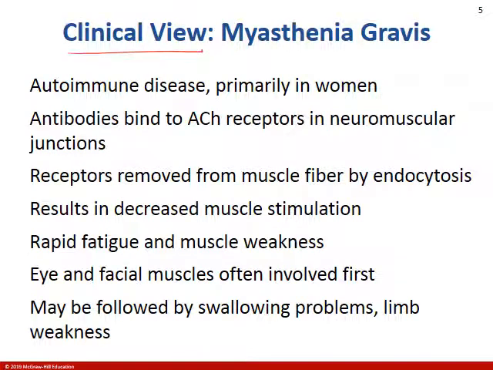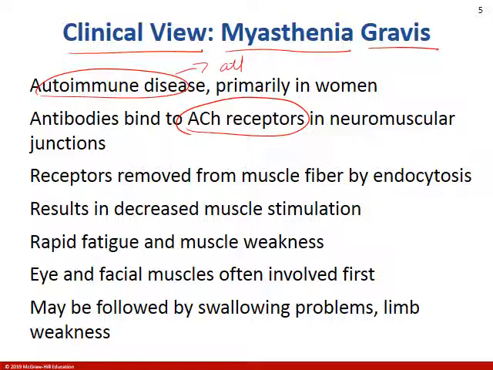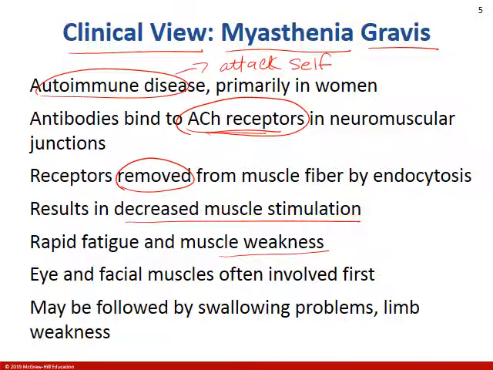Here we have a clinical view. What if something happens to your acetylcholine receptors? So this is myasthenia gravis. This is an autoimmune disease. So autoimmune means kind of attack yourself. So what happens is your immune system thinks that your acetylcholine receptors are foreign, that they're not supposed to be there, and it starts attacking them and removing them. So it doesn't matter how much acetylcholine you're releasing into the synaptic cleft if you don't have the acetylcholine receptor for the chemical to bind to, you're going to have muscle weakness, decreased muscle stimulation. And at first it's just eye and facial muscles, and then eventually it's other muscles like those that help you swallow.